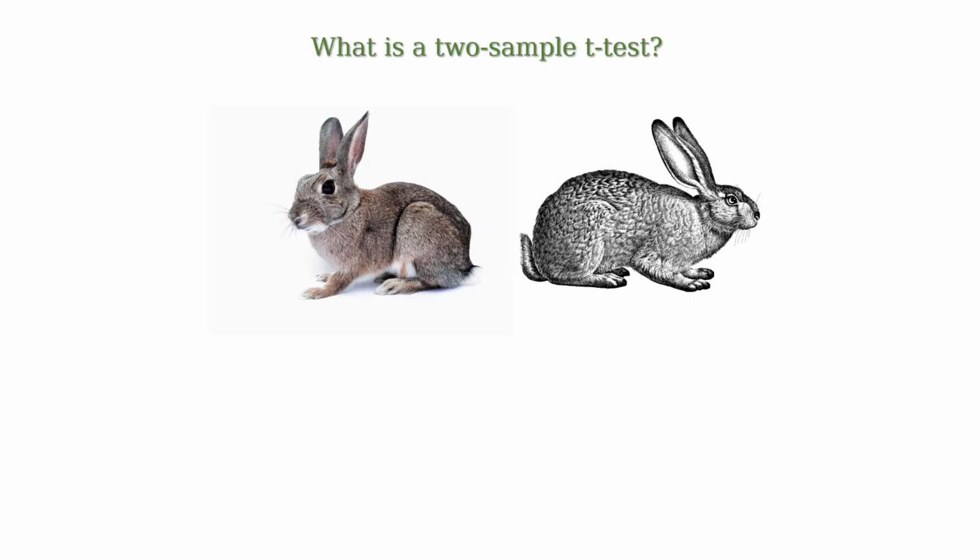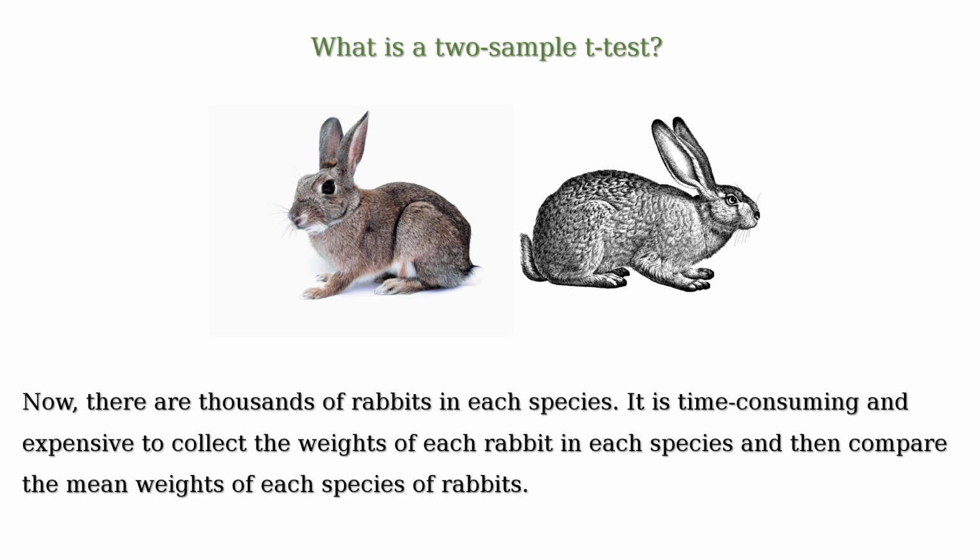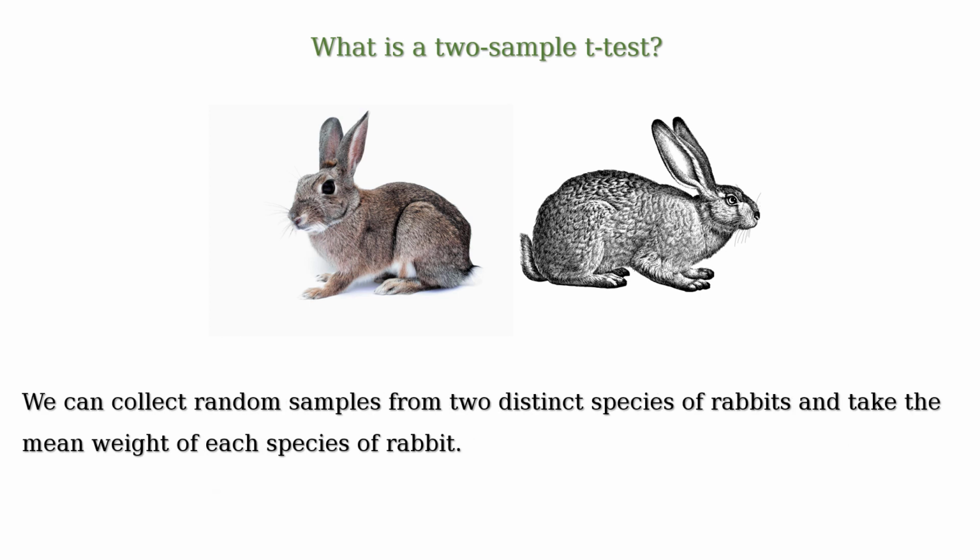Let's say there are two distinct species of rabbits. We want to know whether the mean weights of the two species of rabbits are different. Now, there are thousands of rabbits in each species. It is time consuming and expensive to collect the weights of each rabbit in each species and then compare the mean weights of each species of rabbits. So, instead, we can collect random samples from two distinct species of rabbits and take the mean weight of each species of rabbit.